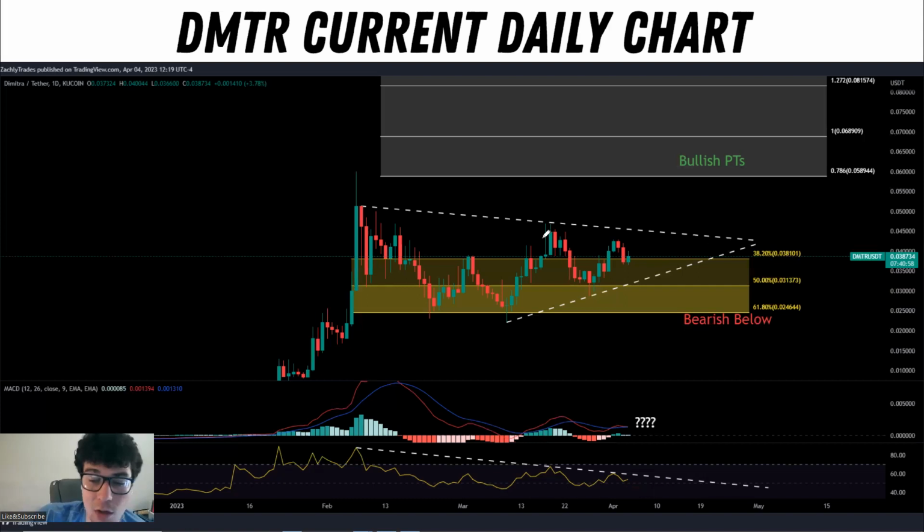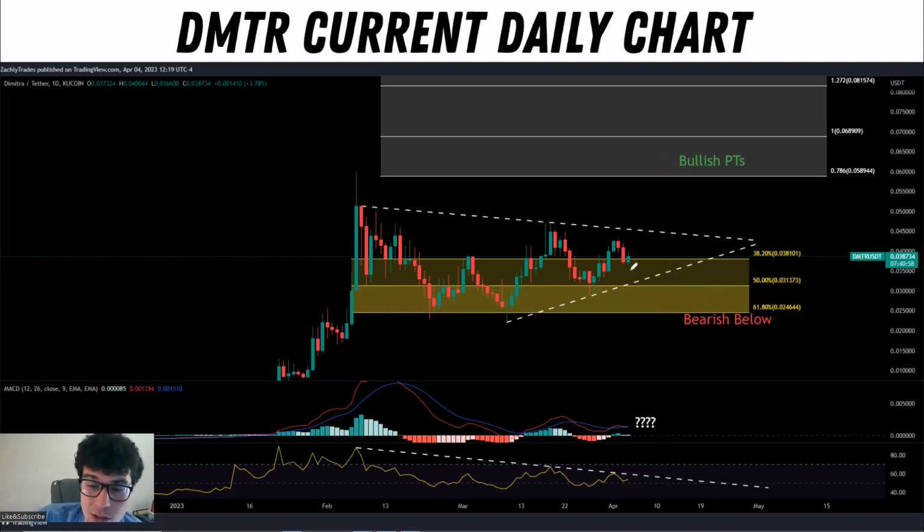Now, we do have a little bit of a triangle pattern forming, indicated by these 2 trend lines, right? We've been testing them frequently, and you can see that price action is really starting to squeeze in between here. So we should see a nice move to the upside or a nice move to the downside, depending on whether it's buyers or sellers who take over in the coming weeks. This is something that I'll definitely be paying close attention to.